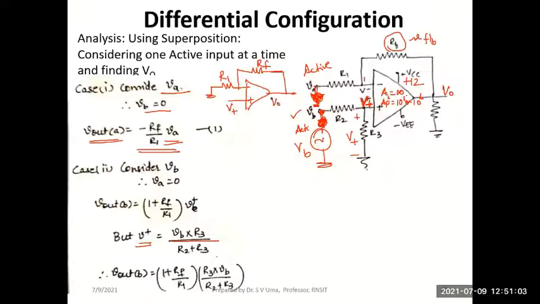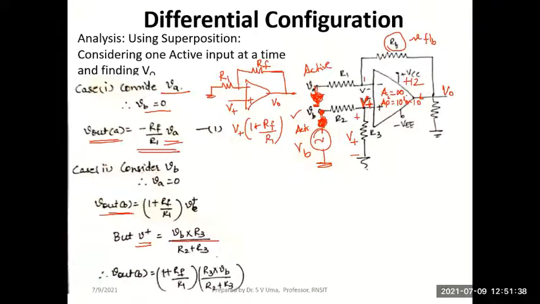So what is the output voltage here? The circuit is a simple non-inverting amplifier. The output voltage is V plus into 1 plus RF by R1. So V out due to the input VB, I'll call it V out of B. It is 1 plus RF by R1 into V plus. You substitute the value of V plus, which is R3 into VB by R2 plus R3, as you can see here, into 1 plus RF by R1.